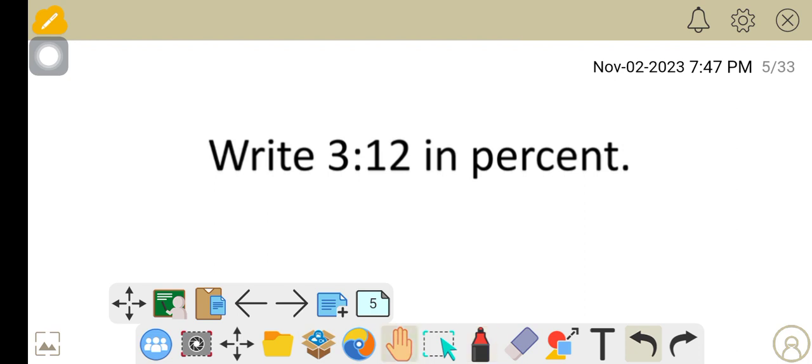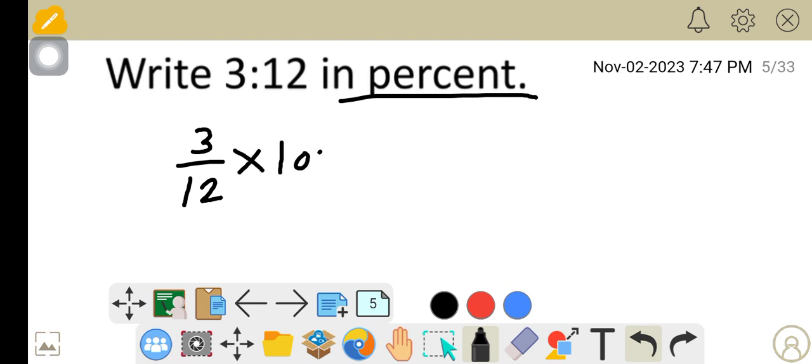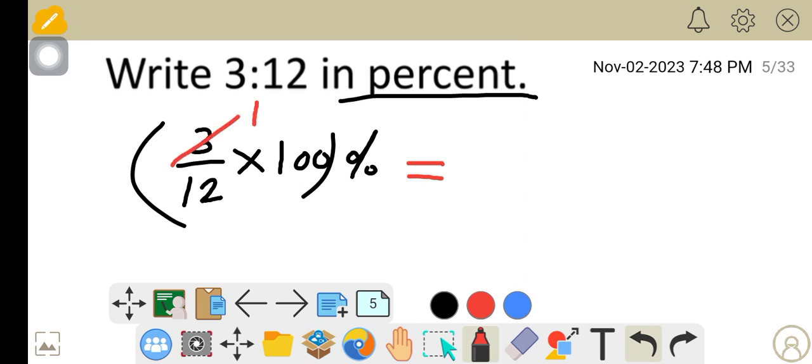Next question, write 3:12 in percent. 3:12 can be written as 3 by 12, but we need to convert it into percent, so we just multiply by 100 and put a percent symbol. Just solve the bracket part. 3 ones are 3, and 3 fours are 12. Again, 4 ones are 4, 4 twos are 8, and 4 fives are 20. So overall we have only 25% as our answer.